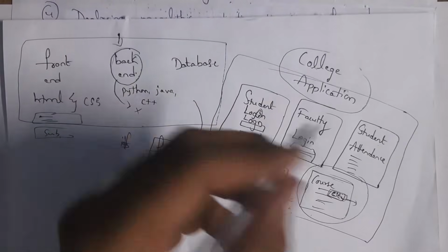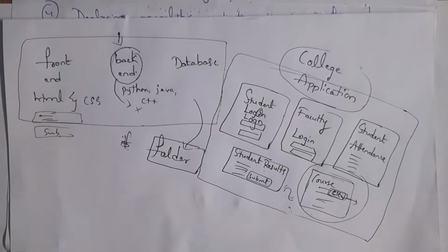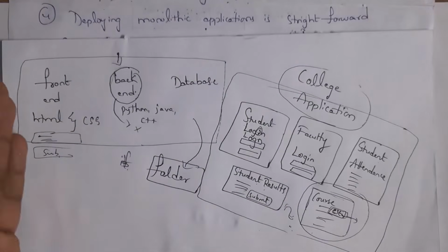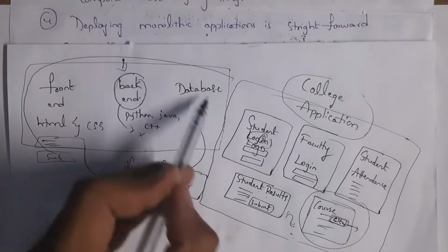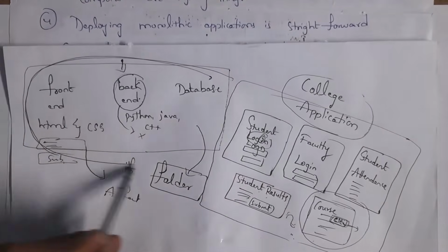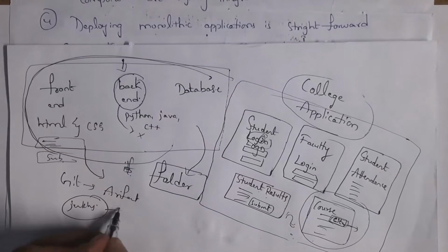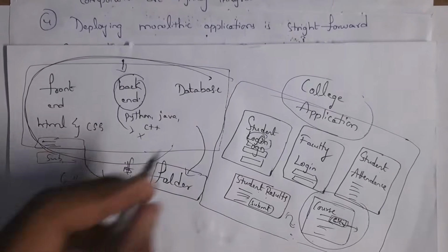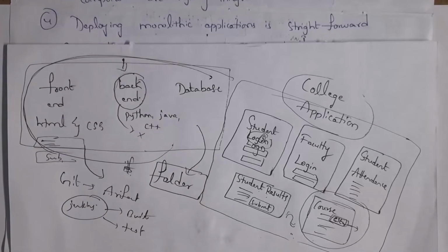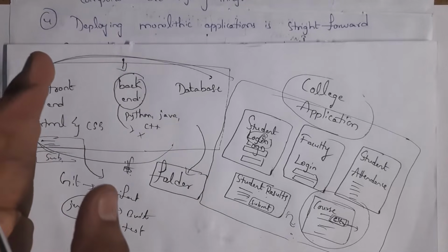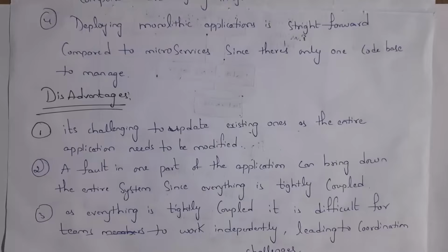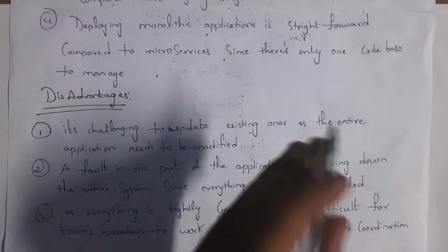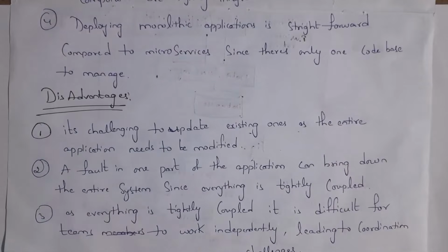So due to some spelling mistake, I need to change only the front end. But as we know, front end, back end and database are stored in one place. So for this small change, again I need to place this complete code in GitHub and then I need to perform build and test operations for this entire application. I cannot perform build and test operations only for this front end. So I need to perform build and test operations for all these components. So it is challenging to update existing ones as the entire application needs to be modified.